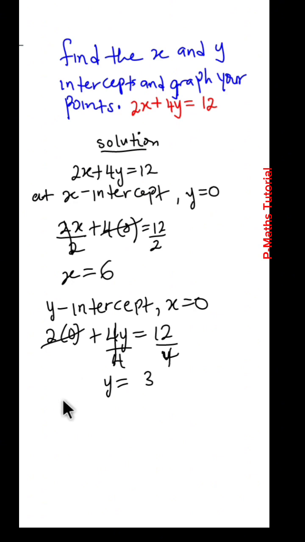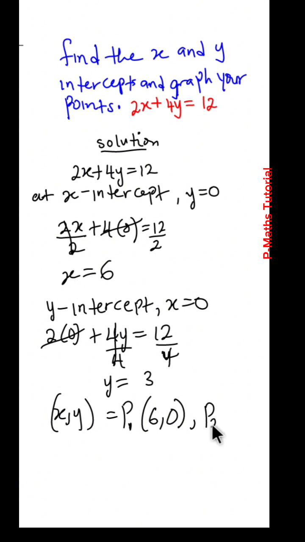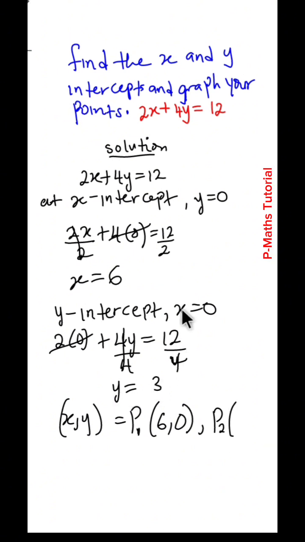For the first one, let's call it P1. Our P1, x is 6 and y is 0. You write like this, (6, 0). Then for the second point, let's say P2, y is 3 and x is 0. So you say x is 0, y is 3. Now looking here, x will always come first. That's why I am writing x values first. Y will always come second. This is y value, this is y value.